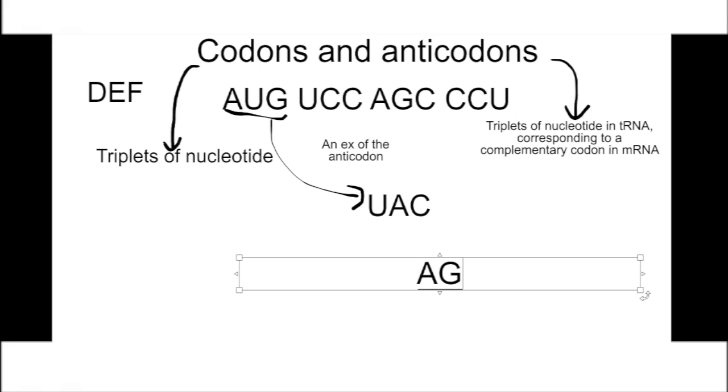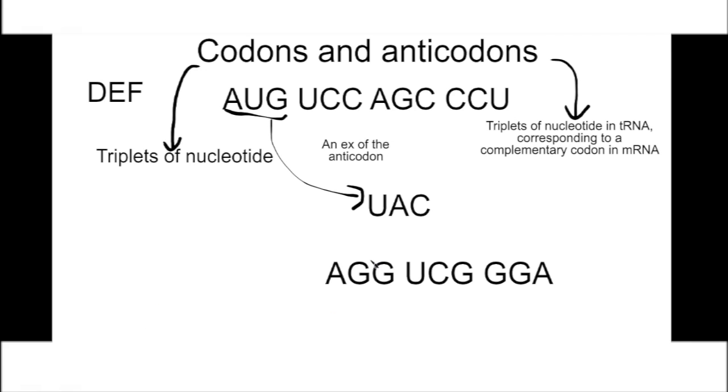Let's do a second example. UCC will match with AGG. Uracil matches with adenine. The following two are just an exercise that you guys can work on. This is an example of what you guys should do in this codons and anticodons corresponding test or quiz, whatever you may call it.